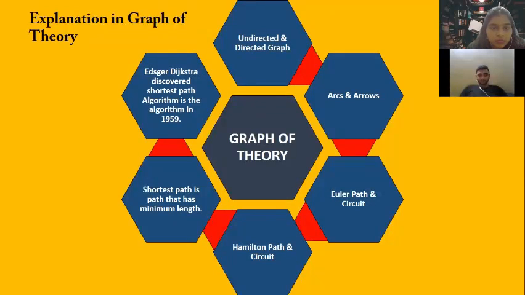Next will be the shortest path, which is the path that has minimum length. And next, the last one will be Dijkstra, who discovered the shortest path algorithm in 1959. Next.